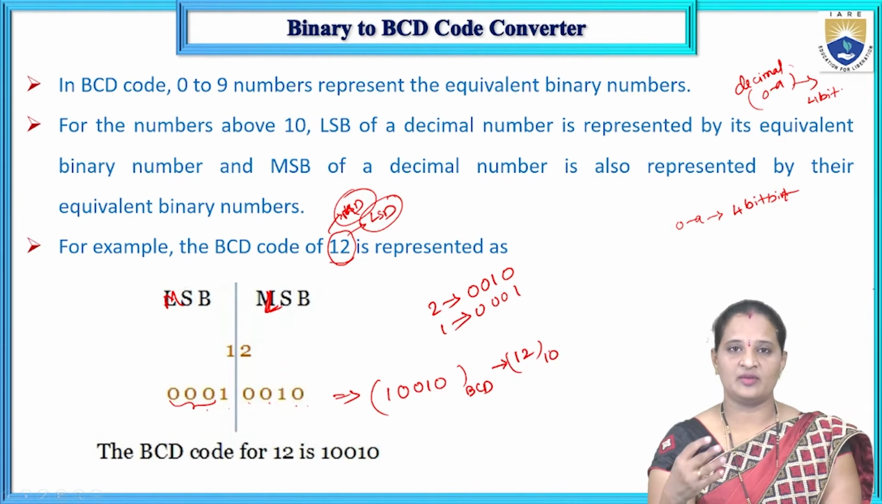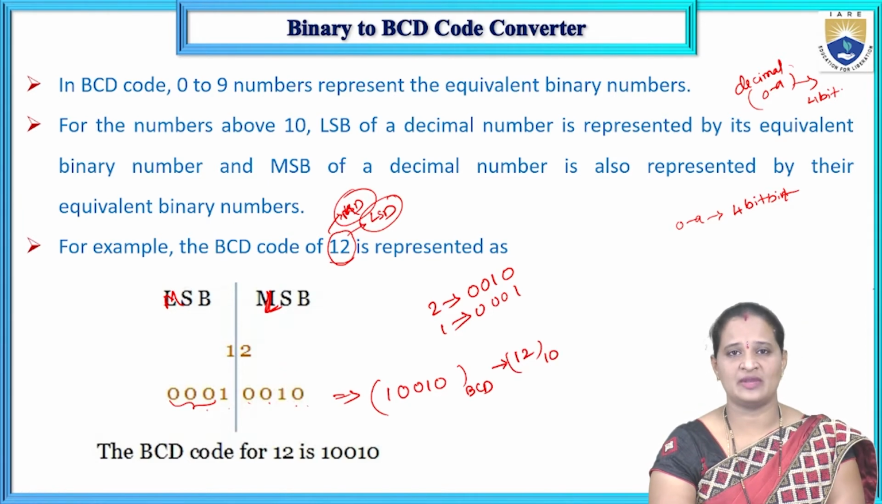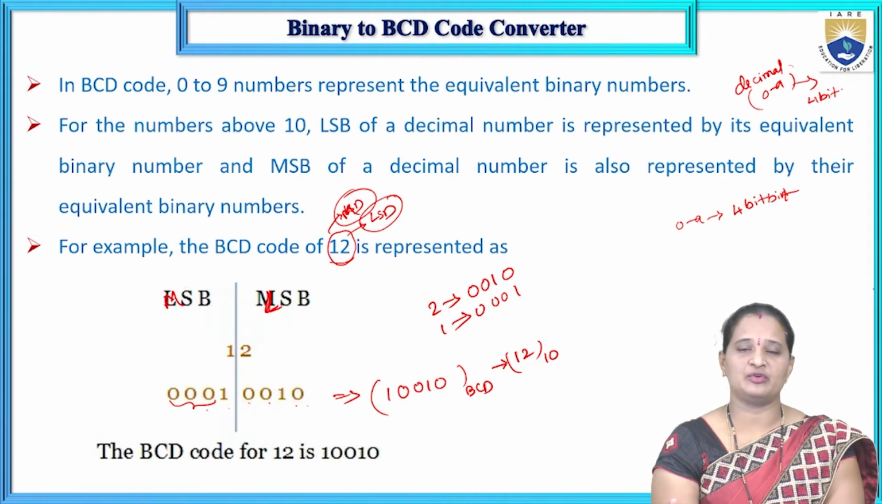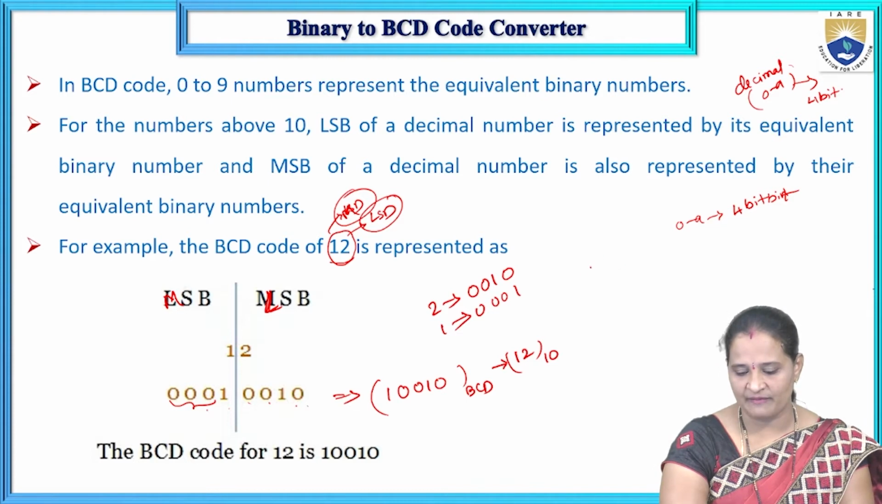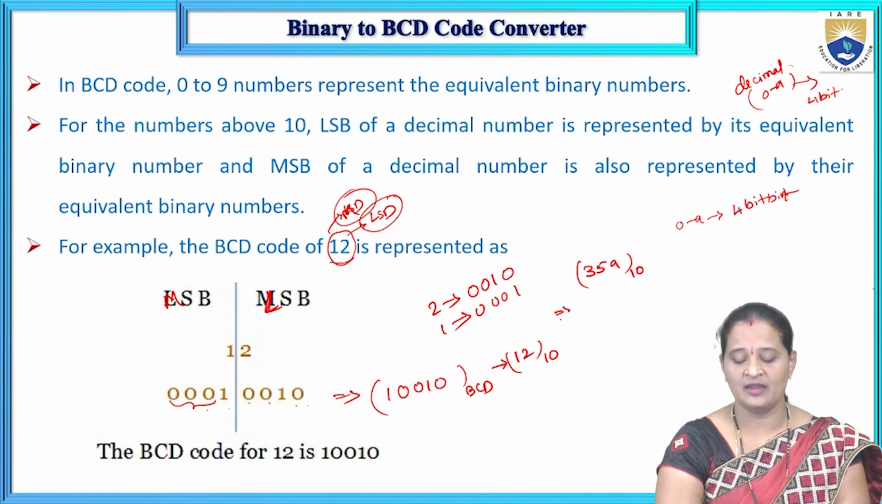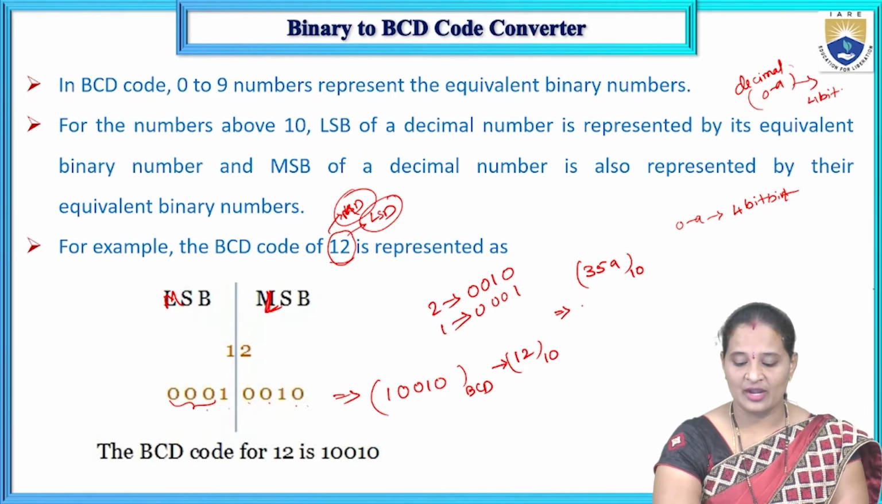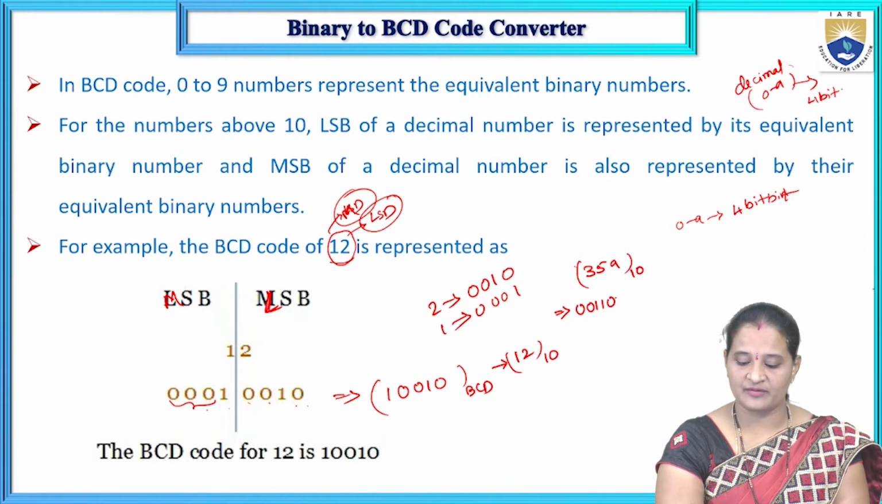So like that, whatever the decimal number may be, however many digits it may have, we simply need to replace each decimal digit by its 4-bit binary equivalent. For example, if I consider the 3-digit decimal number 359, let us write down the BCD code for it by replacing each digit with its 4-bit binary equivalent. The 4-bit binary equivalent for 3 is 0011, for 5 is 0101, and for 9 is 1001.